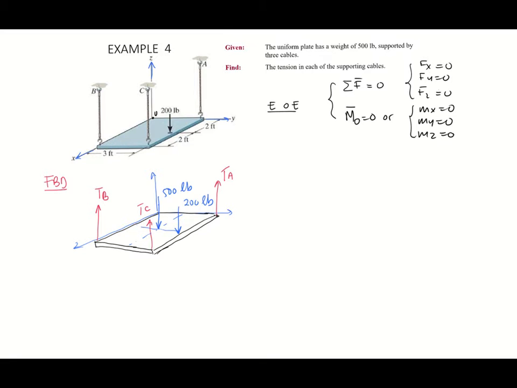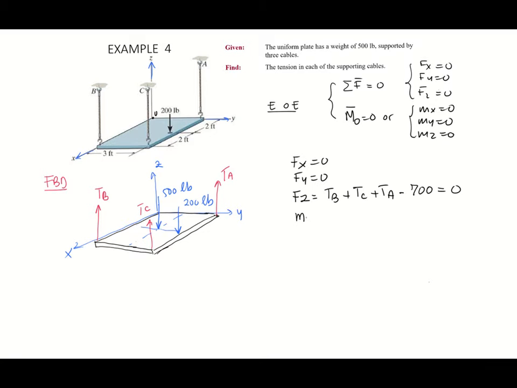So let's start. As we see, this is my x-axis, this is my y-axis, and this is my z-axis. When we add forces in x, we have 0 forces in x, and we have 0 forces in y. So we have forces in z, because this is a particular case in which all the forces are parallel to each other. So forces in z, I will have TB plus TC plus TA minus 200 minus 500. So I could actually write already minus 700 equals to 0. As you see, this equation has 3 unknowns, so we need at least 2 more equations.